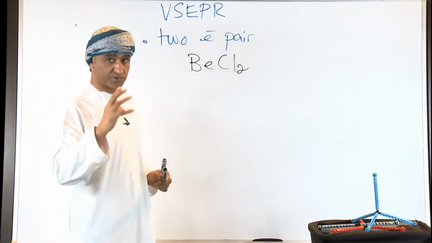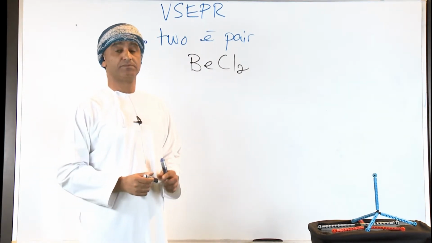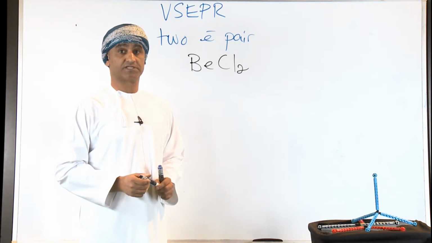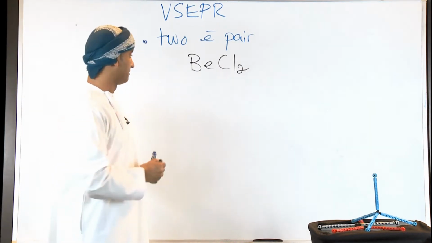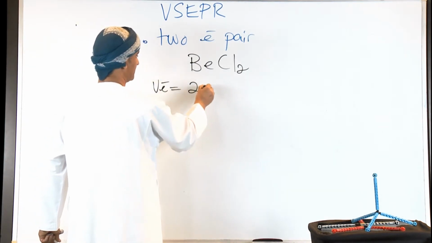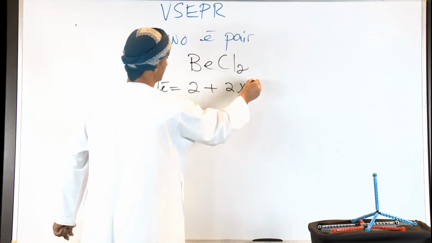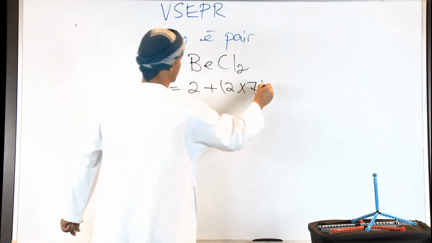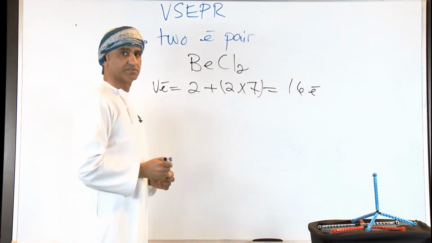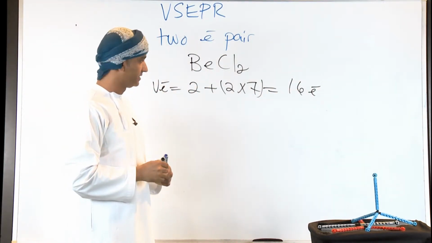The first step would always be drawing a Lewis structure. In order to be able to draw a Lewis structure, we need to calculate the total number of valence electrons in the compound. For beryllium, the number of valence electrons is 2, and for chlorine it is 7 from each of them, and there are 2 of them. The total number of valence electrons in this case is actually 16. So 16 valence electrons total.